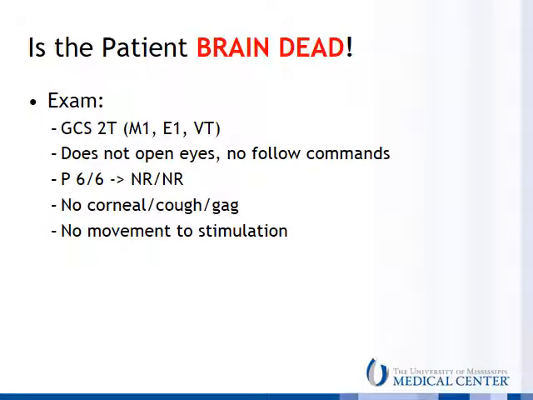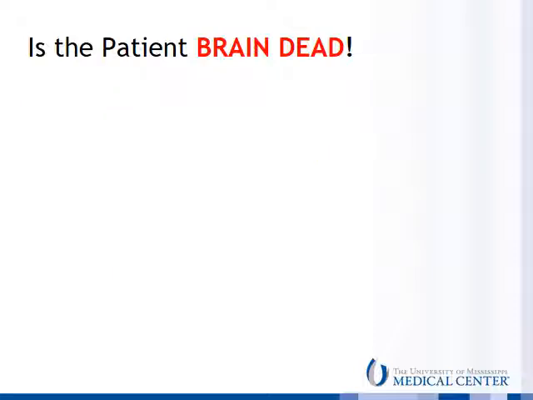And so the question becomes, is the patient brain dead? And that's a very important question to understand, because there are implications for the next steps in this person's treatment that will be dictated by this fact. So again, his GCS is 2T, does not open eyes, does not follow commands. His pupils are 6 and non-reactive. There's no corneal, no cough, no gag, no movement to stimulation. So are we able to say that he's brain dead?